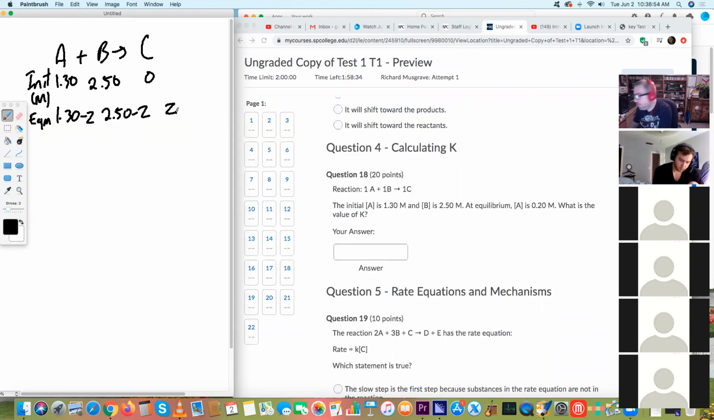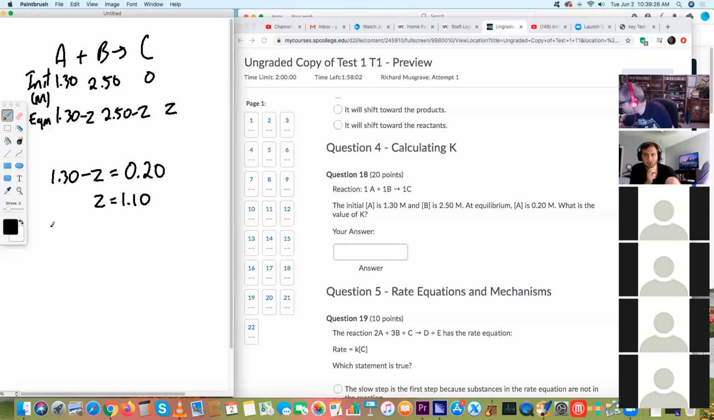So for this one, we know that A is going to be 0.20. So we also do 1.30 minus Z is equal to 0.20. And then we can solve for Z. And Z is going to be 1.10, right? Yep. Okay.